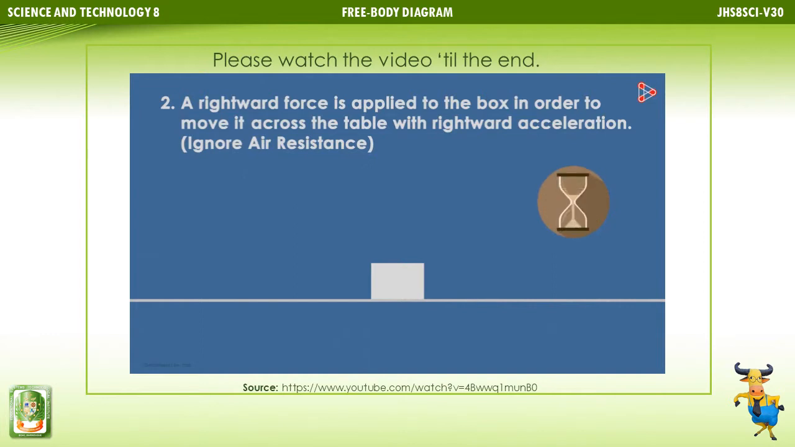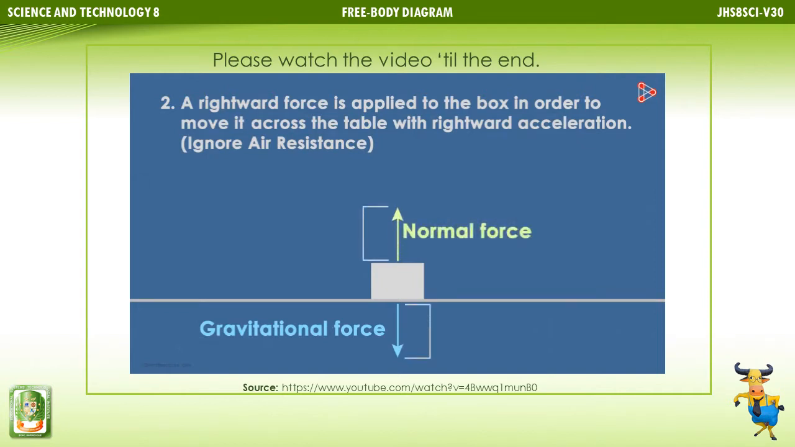Read it well. First things first, the force of gravity will exist and pull the box in the downward direction. As it's placed on the table, there will be an equal and opposite normal force acting upwards. Now we come to what's written. A rightward force makes the box move across the table with rightward acceleration.